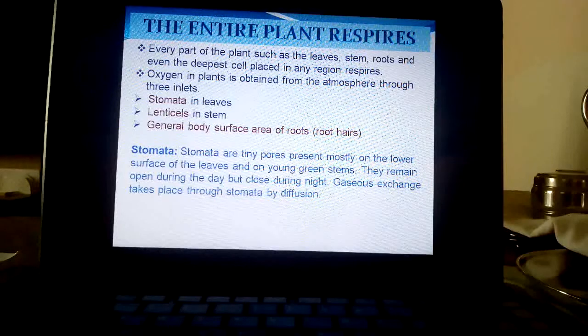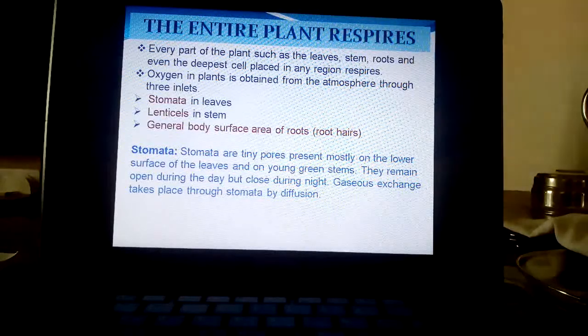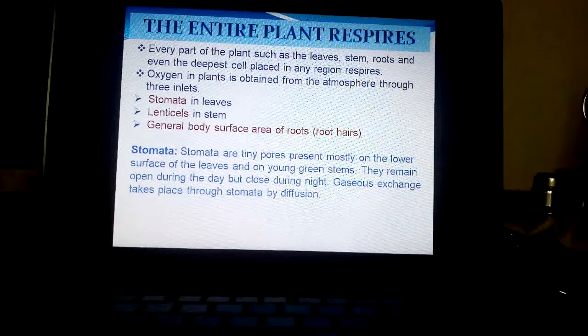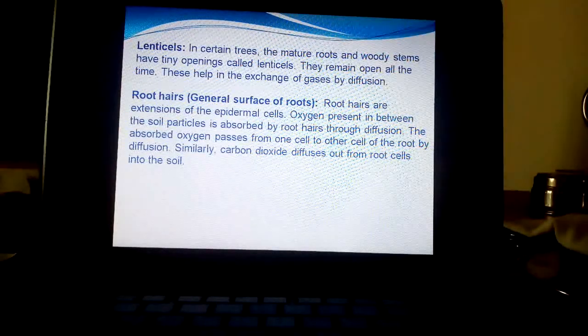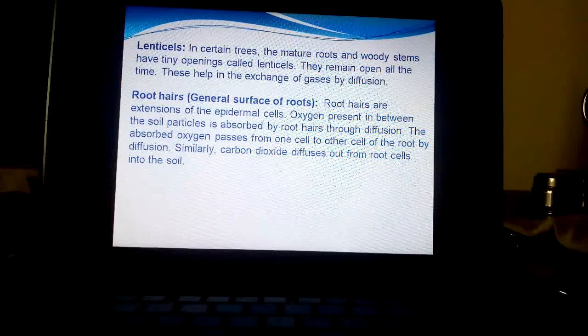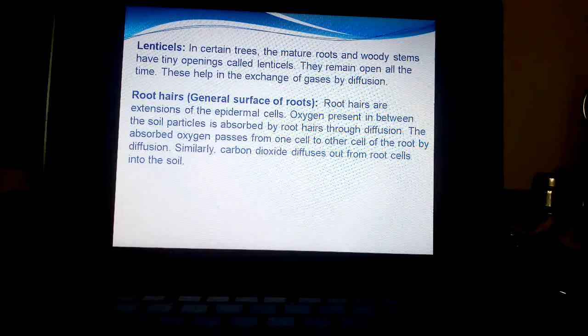Okay, stomata. Stomata are tiny pores present mostly on the lower surface of the leaves and on young green stems. They remain open during the day but closed during night. Gaseous exchange takes place through stomata by diffusion. Lenticels. In certain trees, the mature roots and woody stems have tiny openings called lenticels. They remain open all the daytime. These help in the exchange of gases by diffusion.